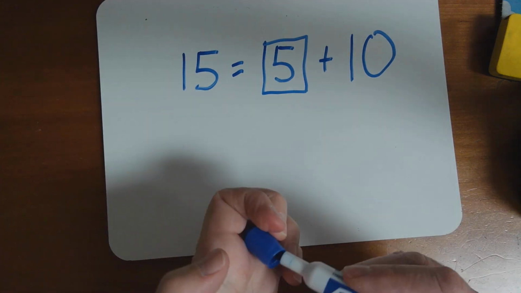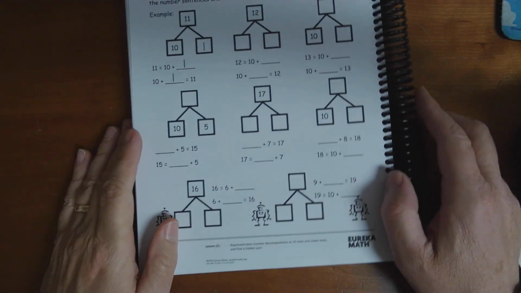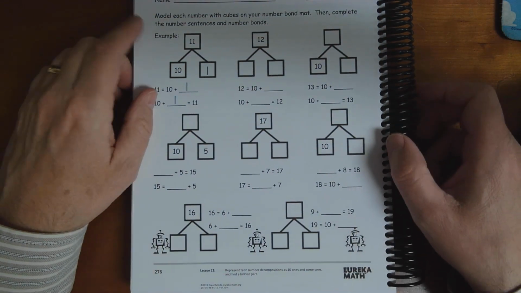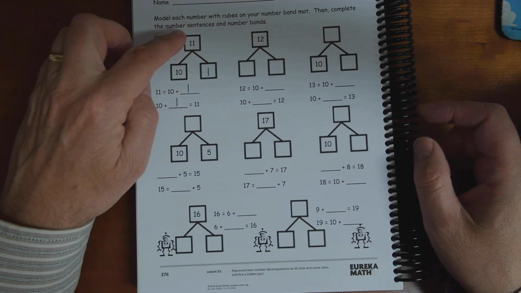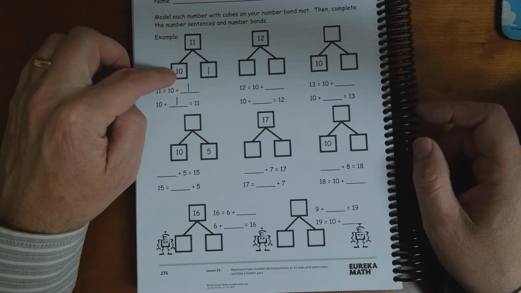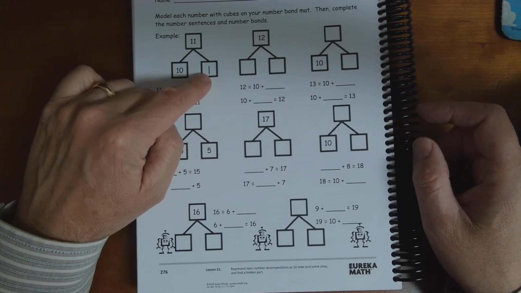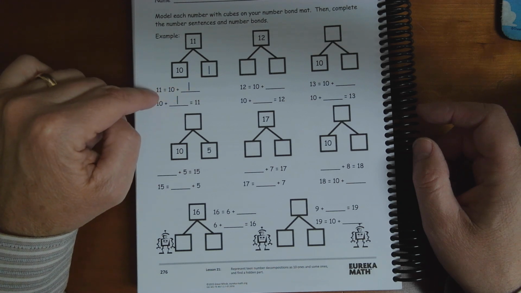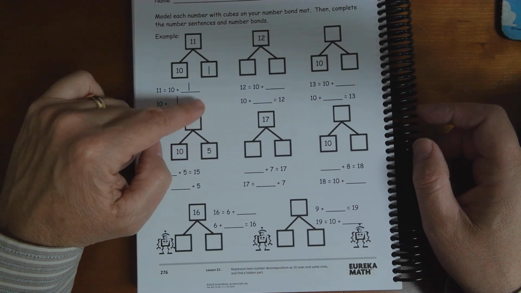All right, so let's jump back to the problem set again. And in this one, all of the blanks are filled in, right? We had 11 for the whole, we had 10 for one of the parts, and then this was blank, and then they've written in the number 1. So that shows me that 11 equals 10 plus 1, or 10 plus 1 equals 11.